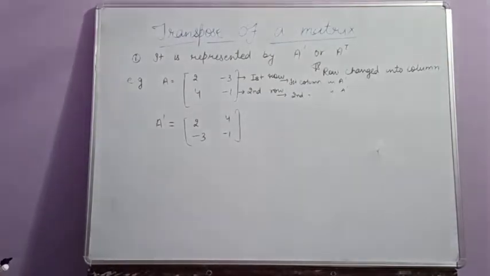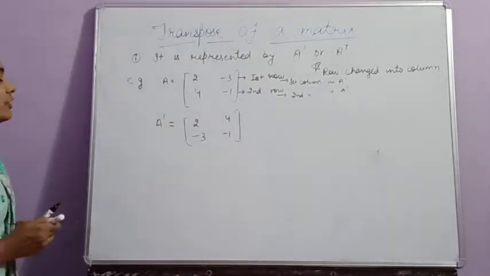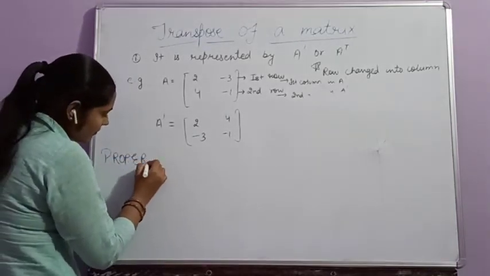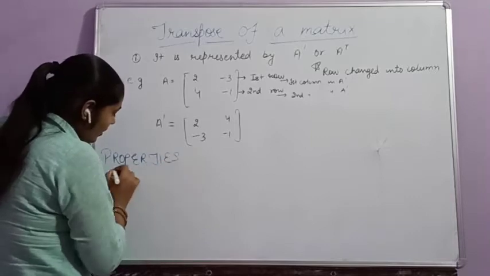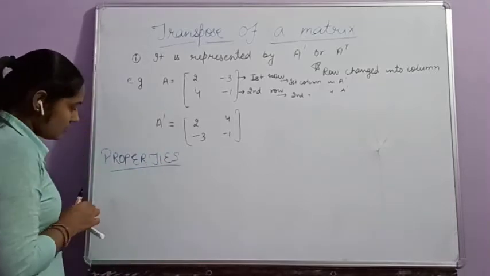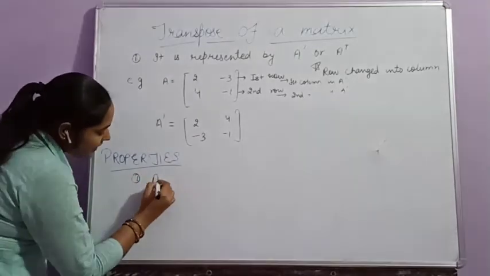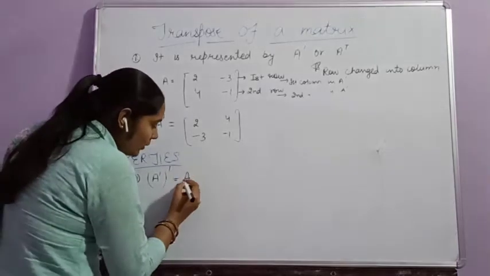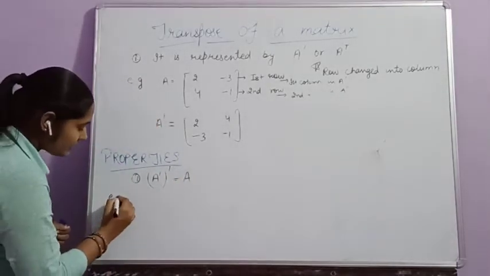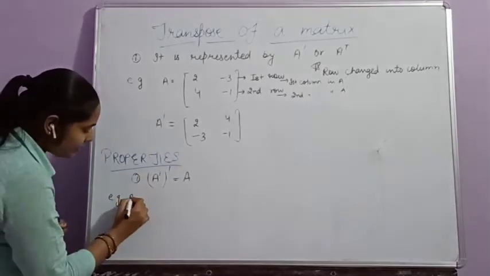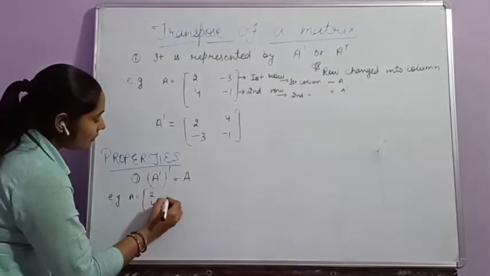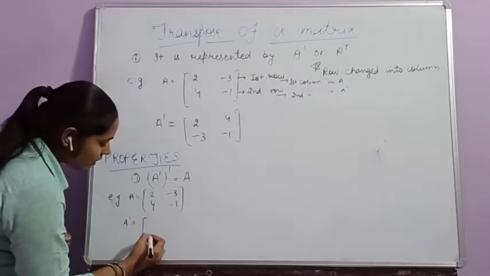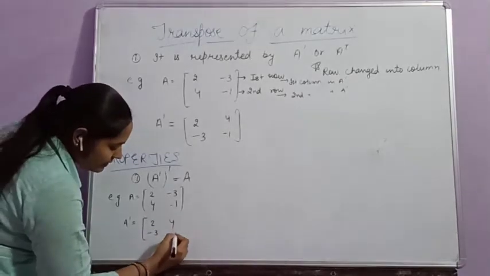Now there are some properties of the transpose of a matrix. The first property is: if we find the transpose of A transpose, then it will be equal to A. We can take an example. For example, here A is given to us, that is 2, 4, minus 3, minus 1. If we find its transpose, then it will be equal to 2 minus 3, 4 minus 1.